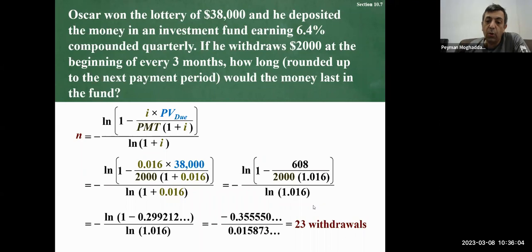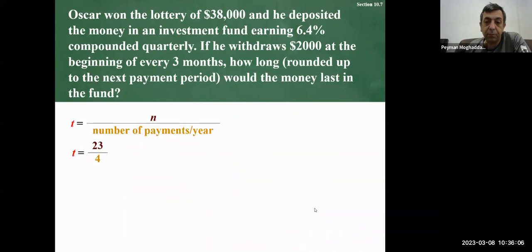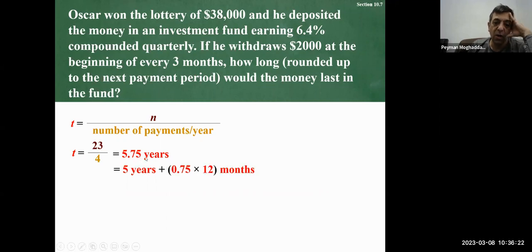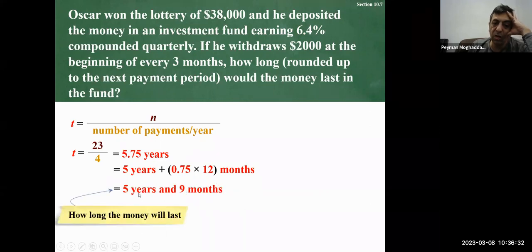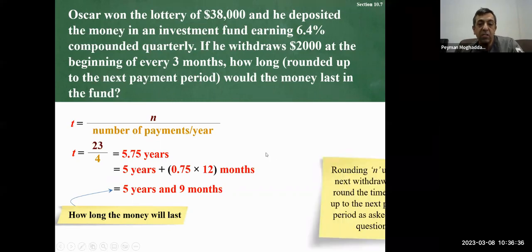So let's do this. Every 3 months, so it's going to be 4. Every 4 payments, we're going to have 1 year. So we have 23 payments. 23 divided by 4 is 5.75 years. That doesn't make sense by itself, right? So you need to convert 0.75 years to months as well. 0.75 multiplied by 12 is going to be 9 months. So it's going to be 5 years and 9 months. Congratulations to you guys, that you answered this question correctly.